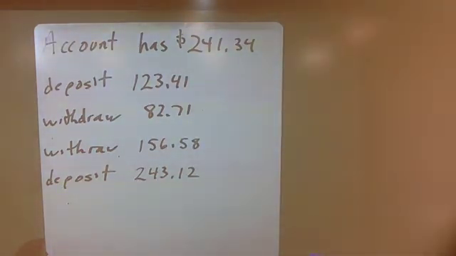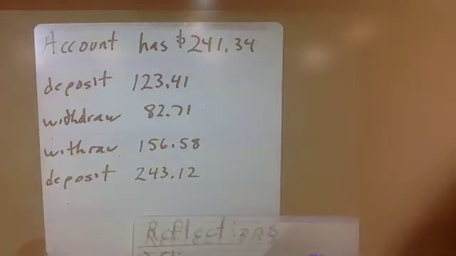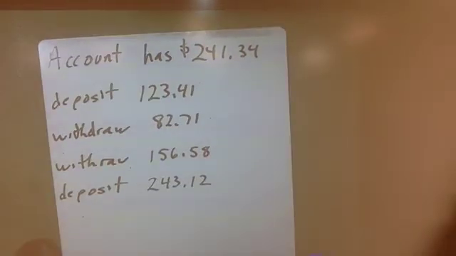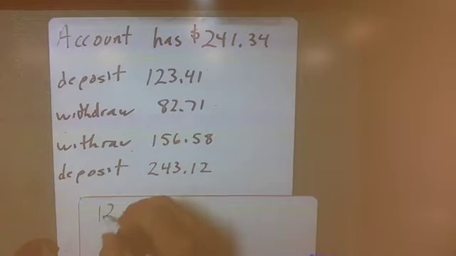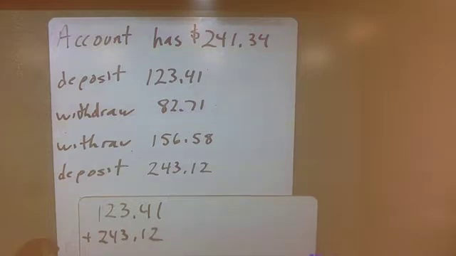So let me show you what I mean. I would make, oops, I thought I erased that. I would make a column for deposits and a column for withdrawals and add those together. So how much am I depositing total? Well, I'm depositing 123.41 plus I'm depositing 243.12. That's my deposit column. So I'm putting that much in the bank.